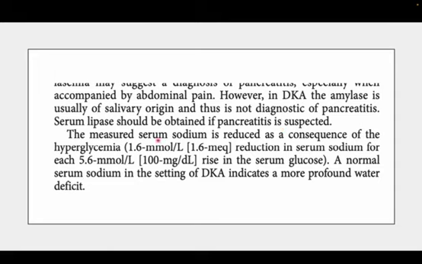So this is also important: the measured serum sodium is reduced as a consequence of hyperglycemia. This is seen in the first case, where there is a 1.6 milliequivalent reduction in serum sodium for every 100 mg/dL rise in glucose. So you should always add 1.6 milliequivalents for every 100 milligram per deciliter increase. So in our case it was 127, we added 6, and it came to 133. So both these points should always be remembered in day-to-day practice.